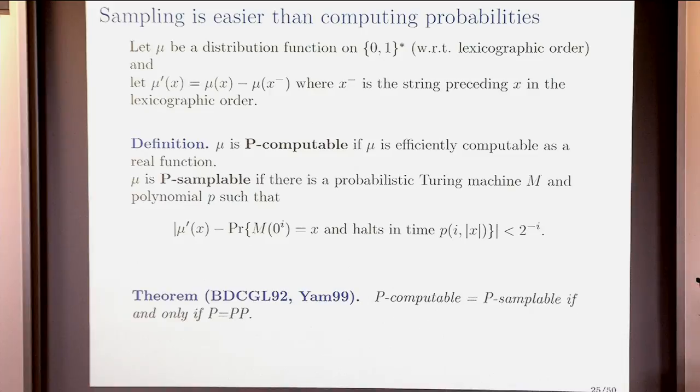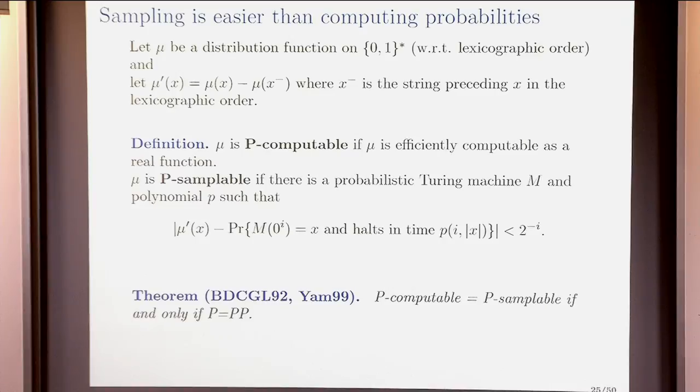I'm not going to go into how you can formalize that, but you can. And you can also talk about mu being P-sampleable, which means that there's a Turing machine that generates samples efficiently. And you formalize that as: you give the machine some desired accuracy, and the probability that it produces x and halts in time polynomial in the accuracy demand and the size of the value that it produces is very close to the probability mass function that you're trying to sample from. All right, so it's a natural definition coming from average-case complexity.